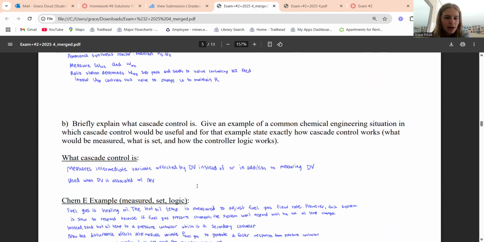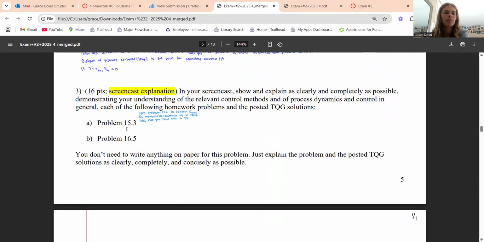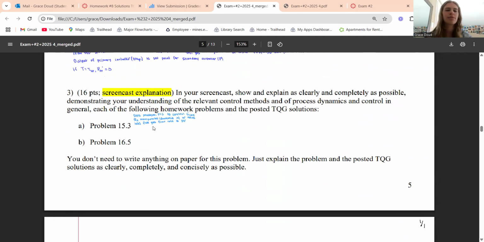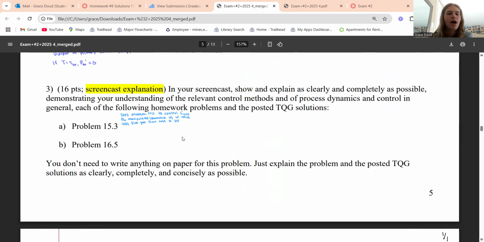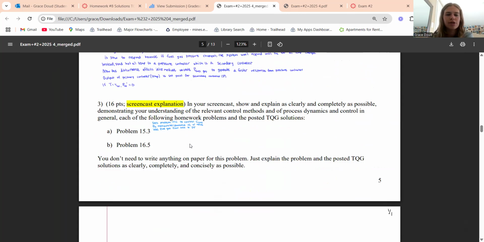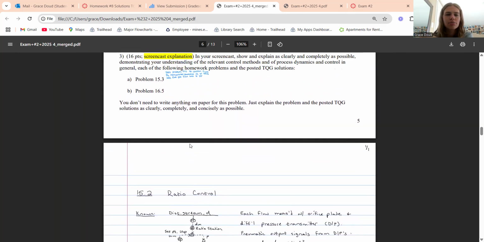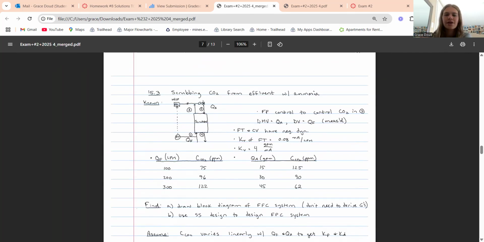Okay, moving along. Now we're going to go into the homework problems. So problem 15.3 was a separations problem using feed-forward control to control CO2 concentration, and then manipulating QA. And then it also said that the inlet flue gas flow rate was the disturbance variable. So here we go. I attached your solutions for this.